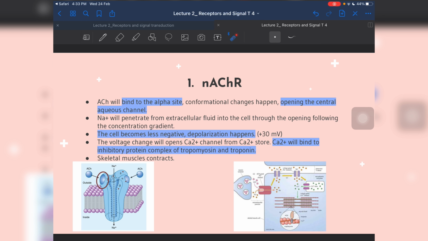The voltage change then will open the calcium channels from the calcium ion store, and the calcium ions will bind to the inhibitory protein complex of tropomyosin and troponin. Thus, skeletal muscles will contract.